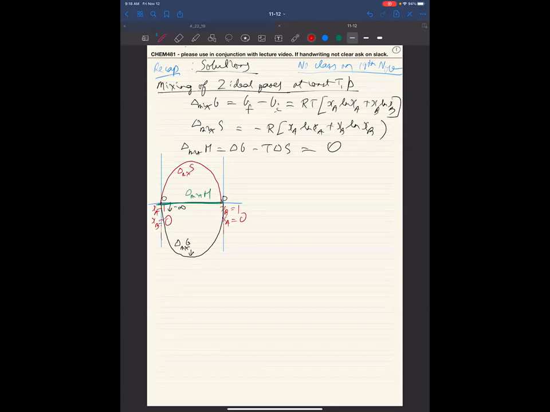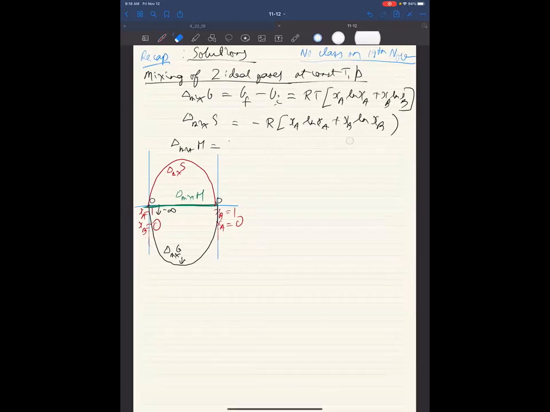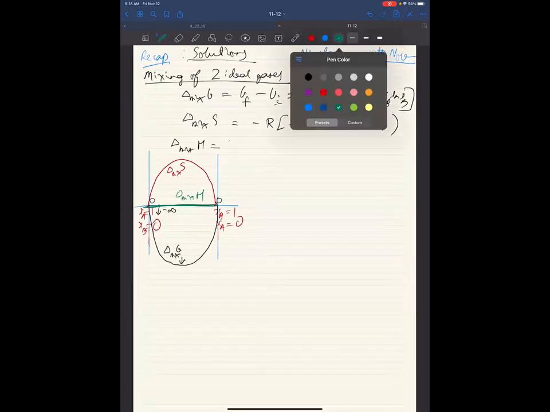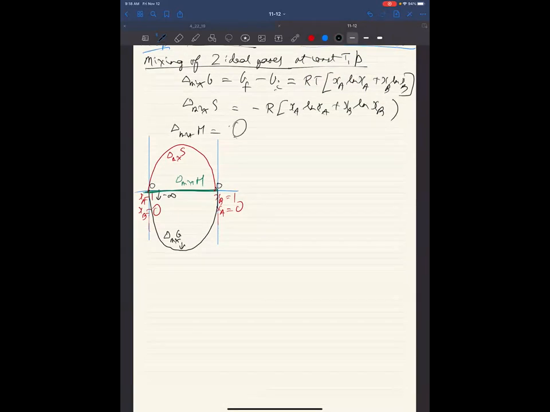So let's go. Any questions about this? Go ahead. Oh yeah. I'll just erase this and you can figure it out. There's nothing profound there. You know what it is. Using G is equal to H minus TS, right? So you can do that.